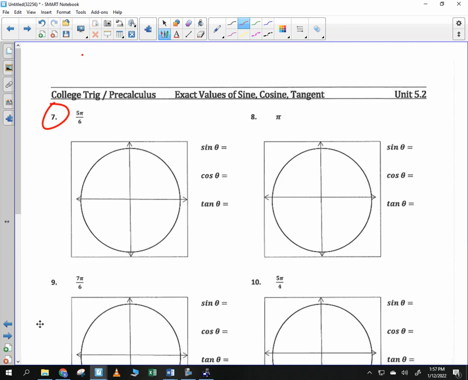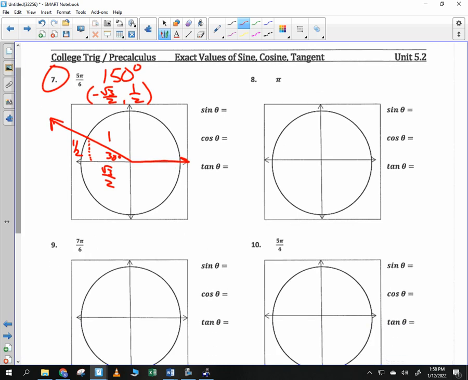I want to try number 7, 5 pi over 6. 5 pi over 6 is how many degrees? 150 degrees. Which quadrant? Second quadrant. What's the reference angle? 30 degrees. Let's solve the triangle. What's the short side? What's the longer side? So I know that the terminal point is negative root of 3 over 2 and positive 1/2. Once you identify the terminal point, you can figure out sine, cosine, and tangent.